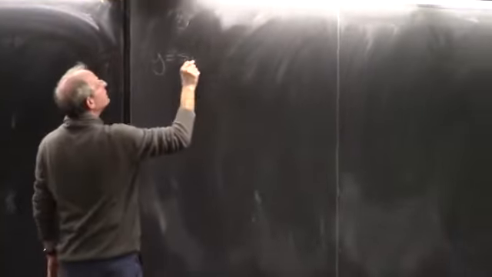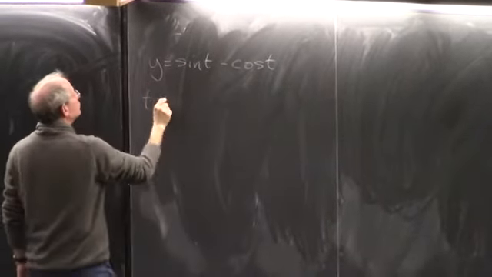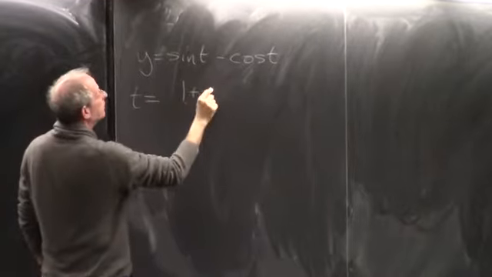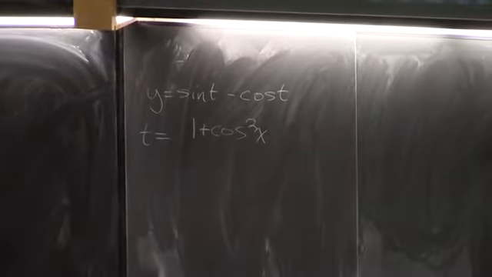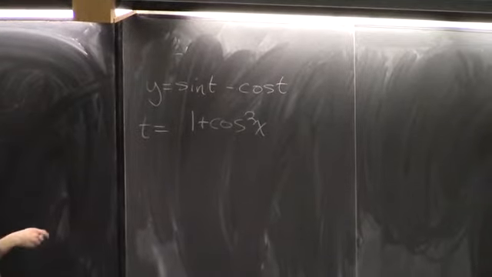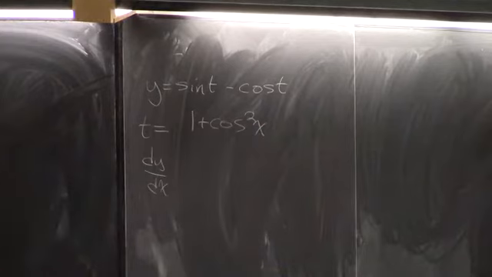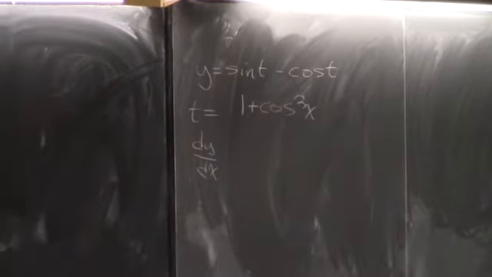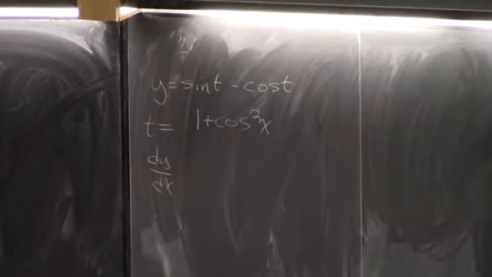So let's see. y equals sine t minus cosine t, and t equals... Was this what a sign? This is me? Why would I do that? Okay, so find dy/dx. That's not so hard. You have to do that. Just do a little substituting first.